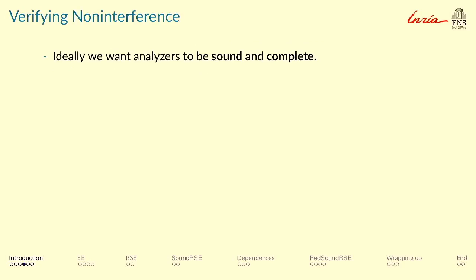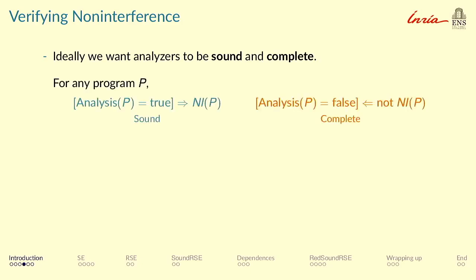First, we're just going to define what it means to be sound and complete. We would like our analyzer to be sound and complete. So for any program P, we're going to have some analysis of P, which is the one we might be interested in. It's going to tell us whether program P satisfies non-interference or not. The analysis is going to return either true or false. True means that it believes the program is indeed non-interferent, and false in the other case. The analysis would be sound if, when we get the true response, it implies that the program P is indeed non-interferent.